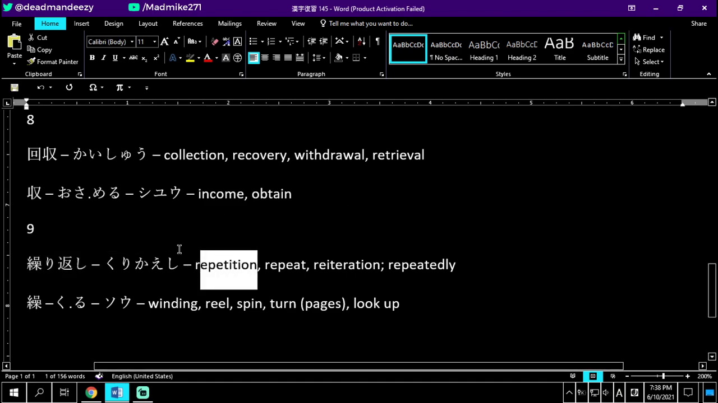Kuri kaeshi. Radicals in this kanji are a thread and a product of trees. I like to think of this one in terms of time. So over the thread of time, the product of trees, that is fruit, comes again and again and again. It repeats. Kuri kaeshi no kuru, or soul. Winding, reel, or spinning.